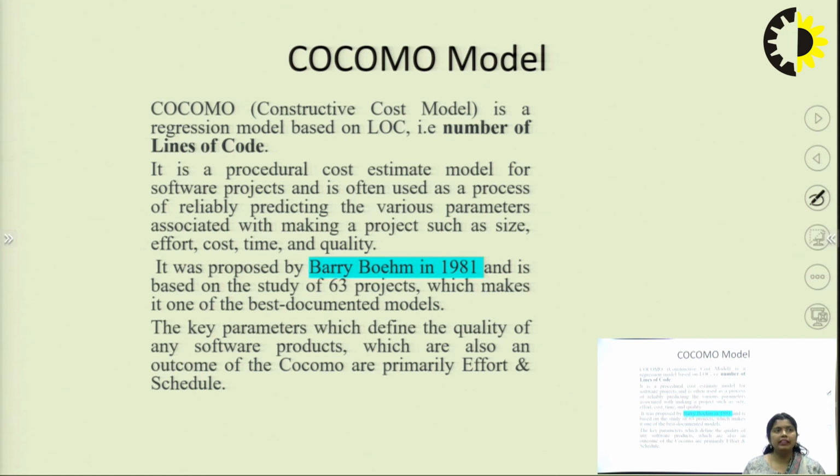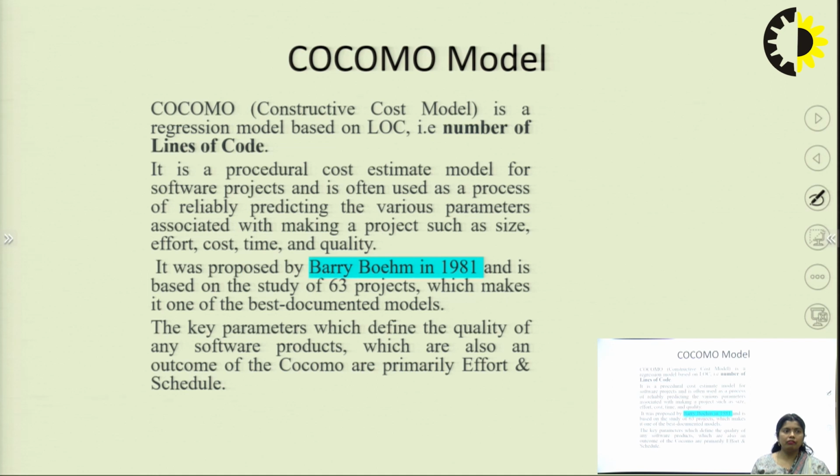Otherwise, generally the lines of code or project size can be estimated in the unit KLOC, that is kilo lines of code. This COCOMO model is generally used as an estimation technique to estimate the total effort in person per month and the time taken to deliver that particular project. It was developed by Barry Boehm in 1981. Barry Boehm was a scientist who studied 63 projects, which makes it one of the best documented models.